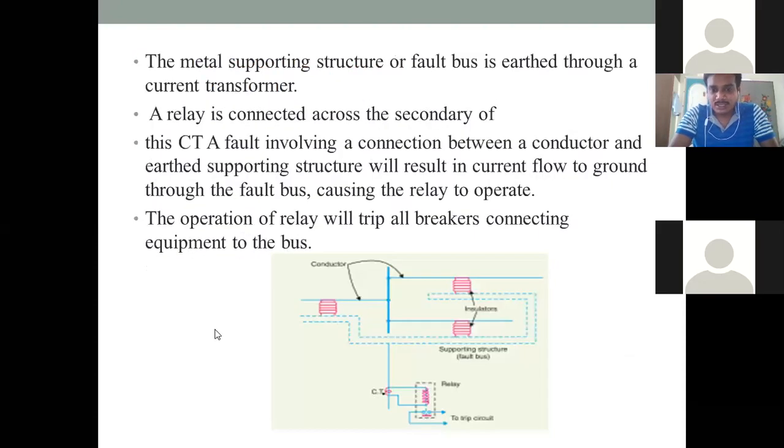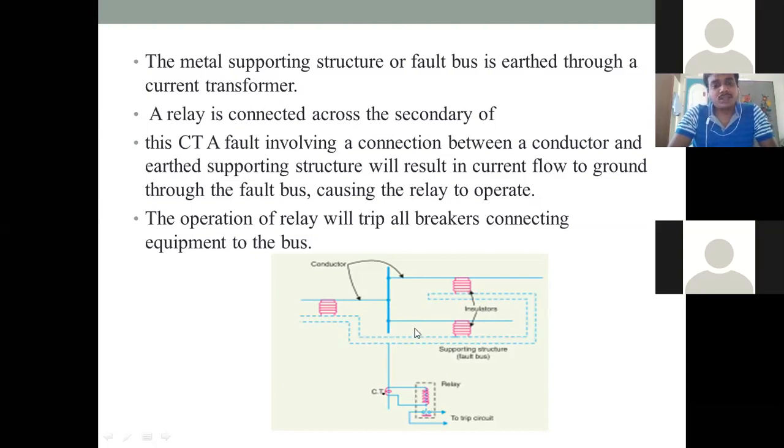If you see this diagram, it is the same circuit diagram, but here the generators are avoided. So only one main line, and bus bar continuity is taken here. Here one circuit breaker is connected. The circuit breaker is connected with the relay circuit. The relay circuit will operate the trip circuit.